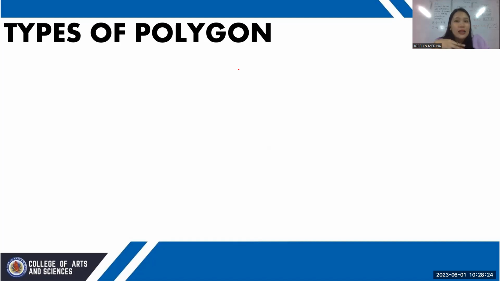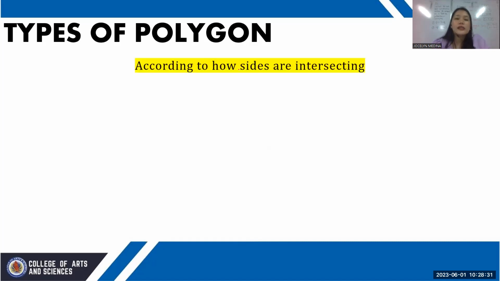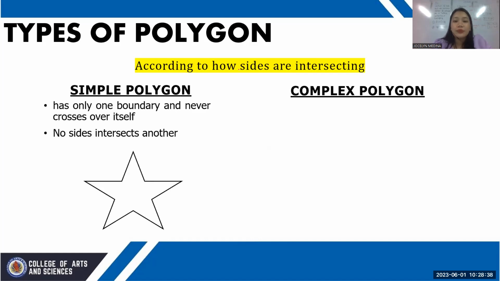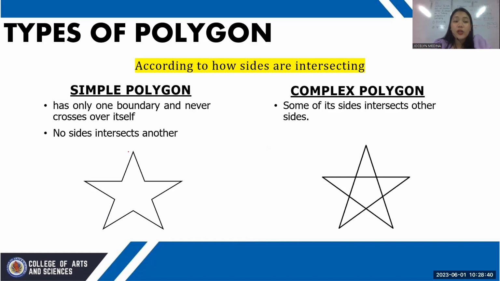We have a lot of different types of polygon according to their characteristic. Unang characteristic is kung paano nag-i-intersect ang kanilang sides. So sabi ko kanina, the sides are your straight lines. So this star here, the simple polygon on the left, as you can see, it is considered as a polygon. Why? Kasi straight lines tapos closed.